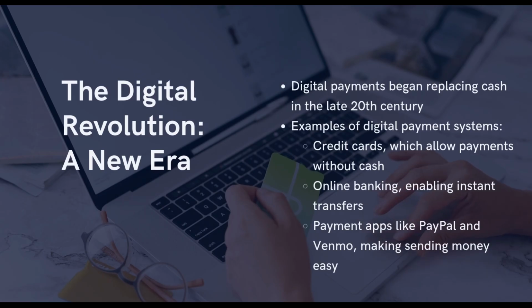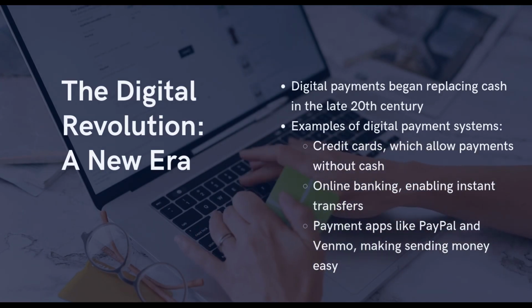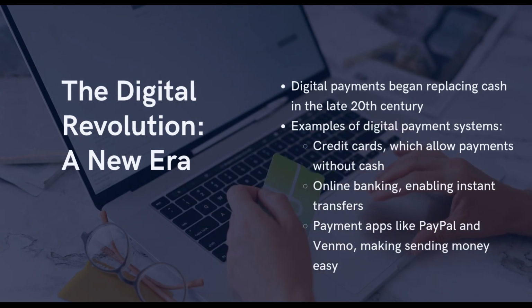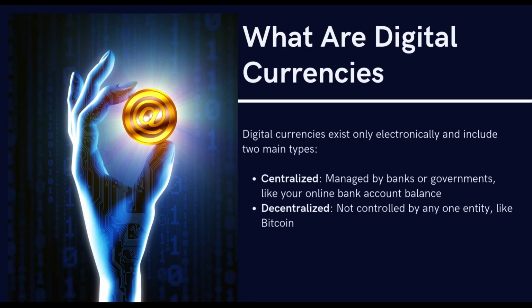These systems made payments faster and more convenient, but they still rely on banks and payment processors to approve and record transactions. This means they're not fully independent, and users often pay fees for these services. So digital currencies are the next step in the evolution of money. These are forms of money that exist only in electronic form.